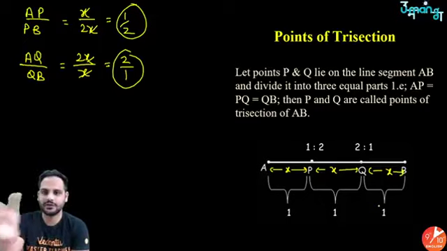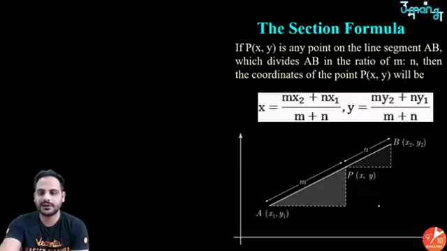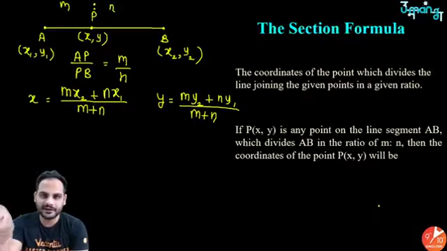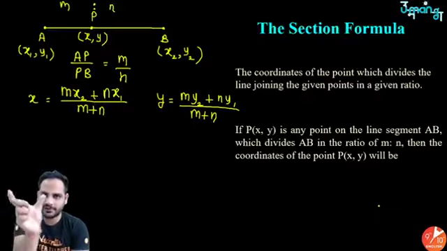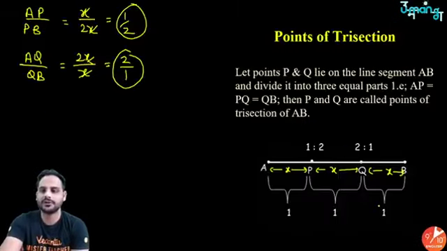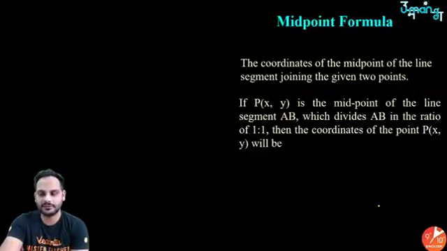So this is internal section. It is dividing the line internally. Point P is between A and B. For this, we will be applying the formula.